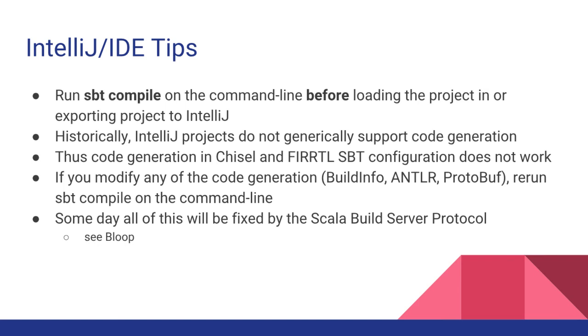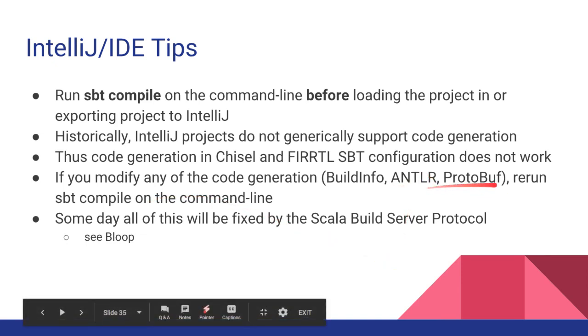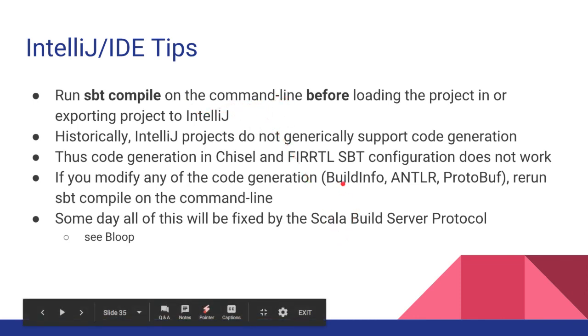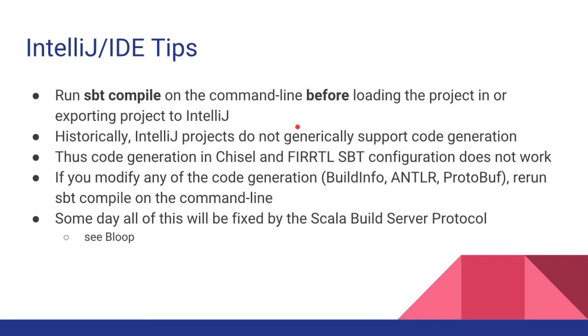And so if you have any code generation, and we have several examples, in Firrtl we have Antlr and Protobuf, which generate Java code. In Chisel, we have build info, which generates information about the build, like what is the version of Chisel, what is the version of Scala we're using, what is the version of SBT. Any code generation needs to be run before you create the IntelliJ project. That's why the tip is to run sbt compile on the command line, and then you can open it in IntelliJ. Now, if you modify any of these files, the build info description, the Antlr description, or the Protobuf description, then you need to rerun it on the command line.